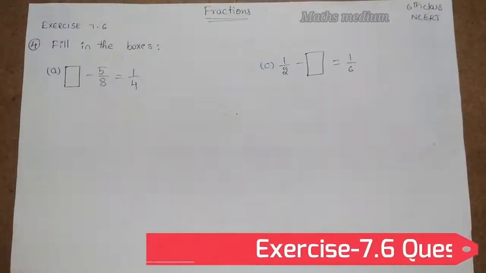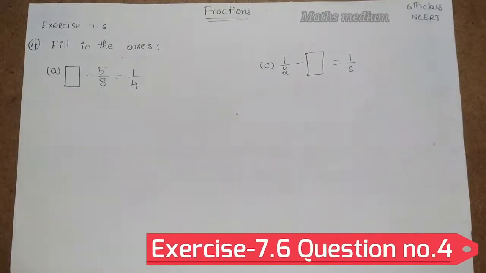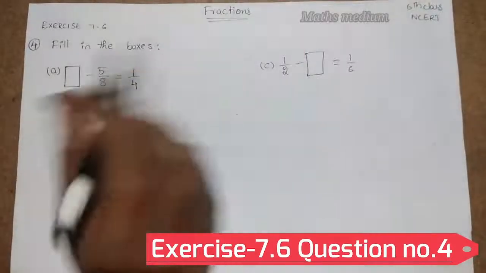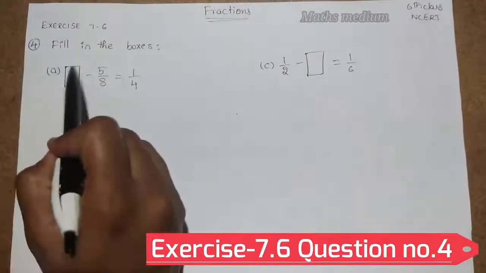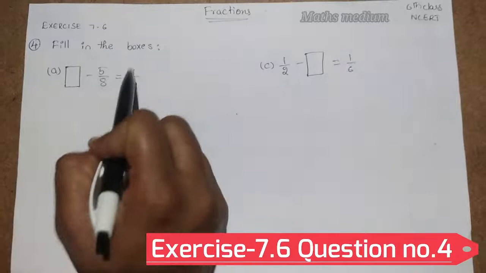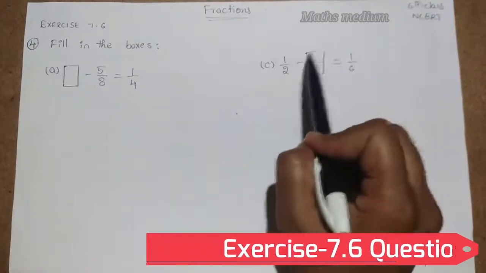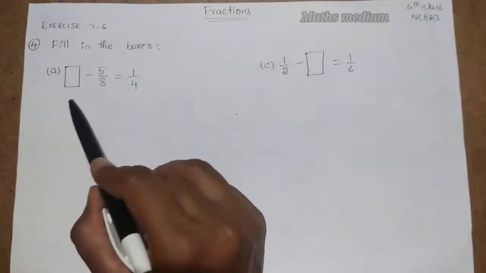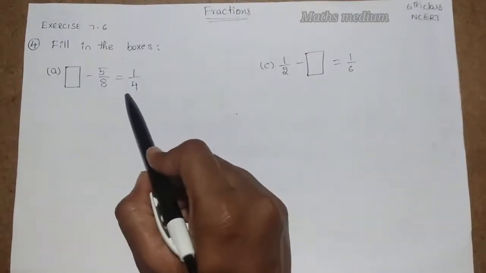Hi, hello, welcome to Maths Medium. Today I came with exercise 7.6 from fractions, 6th class NCERT. Question number 4. Fill in the boxes. Here I took 2 random questions, A and C. Here, box minus 5 by 8 equal to 1 by 4. 1 by 2 minus box equal to 1 by 6. We have to fill the box with the appropriate fractions by solving these given fractions.